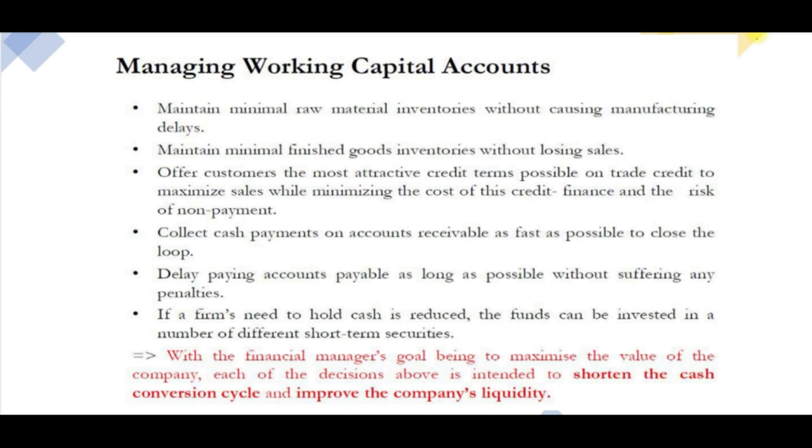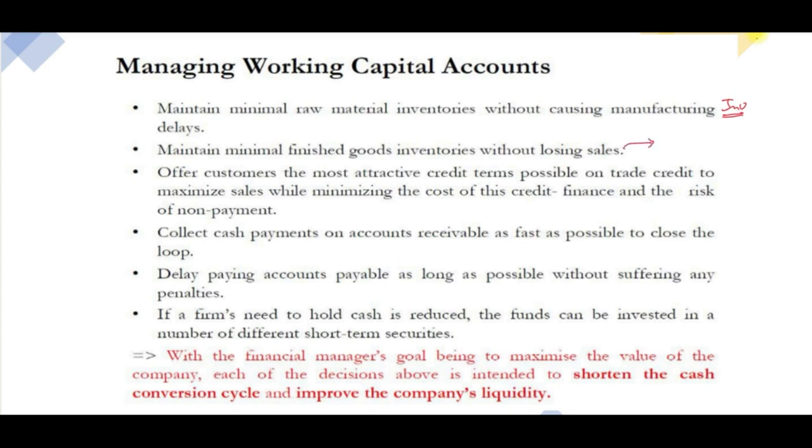First of all, we need to maintain minimal raw material inventories without causing manufacturing delays. It means when the company buys the inventory, it should be careful not to keep a higher level of inventories. It should keep a balanced level of inventories, so that there are no manufacturing delays and the inventory does not stay longer in the store. Maintain minimal finished goods inventories without losing sales. It means we should convert this inventory very quickly into sales.